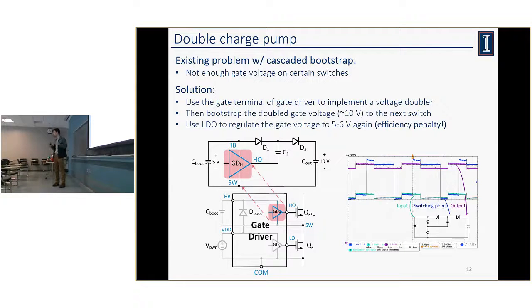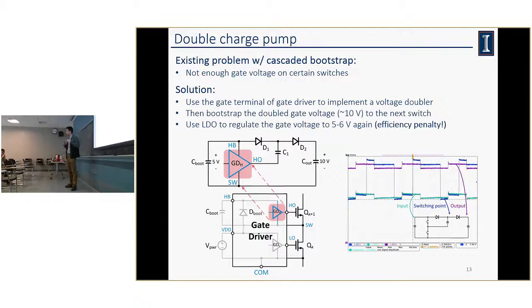So by doing this, we have 10 volts to be bootstrapped. And we don't need to worry about the voltage drop during the bootstrap operation anymore. But we don't get this for free, because ultimately, after you do the bootstrap operation, the gate voltage has to be regulated to 5 or 6 volts by an LDO. Otherwise, you will break your circuit. So essentially, this operation has an efficiency of 50%.